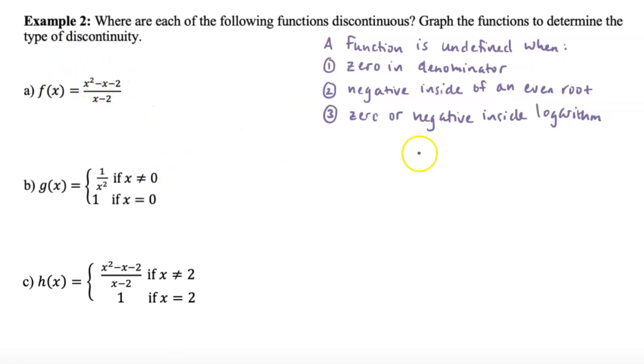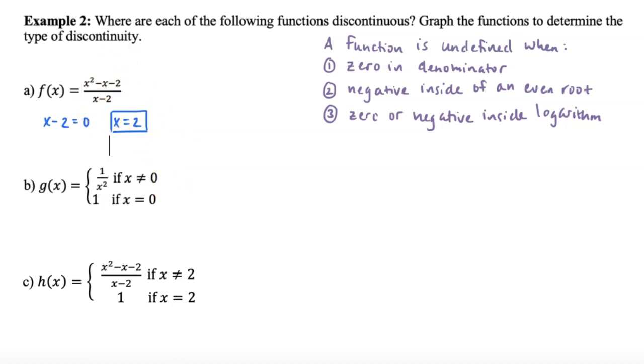And so let's just figure out, based on these three different things, if this function is discontinuous anywhere by figuring out if it's undefined anywhere. So, can we get a 0 in the denominator? Well, yes, we have a denominator. How do we get a 0 in this denominator? Well, I'm going to set the denominator equal to 0. Where does x minus 2 equal 0? At x equals 2. And so there's going to be some type of discontinuity at x equals 2.